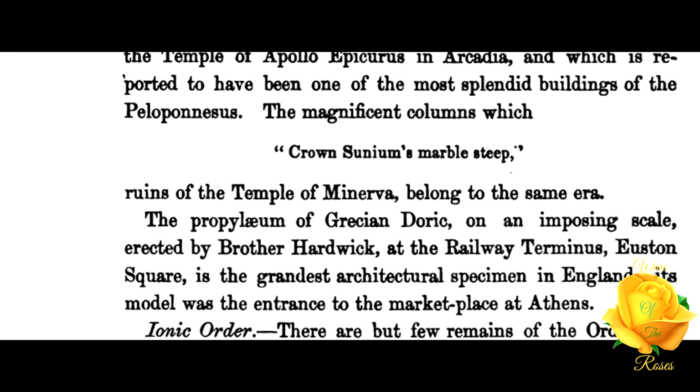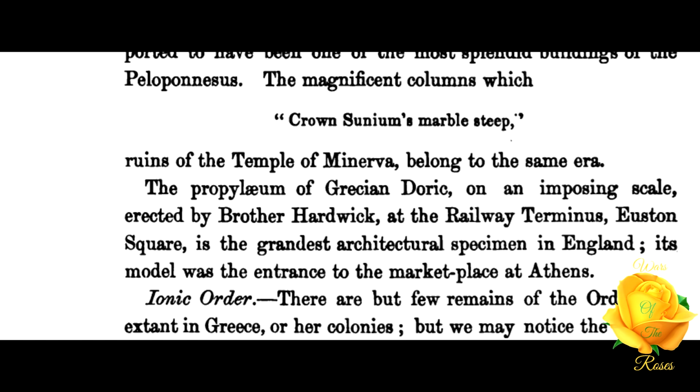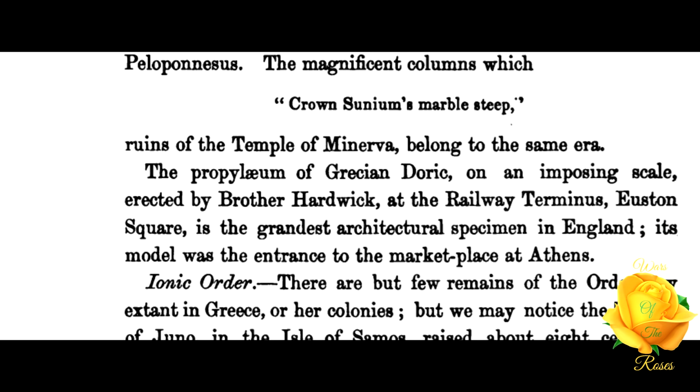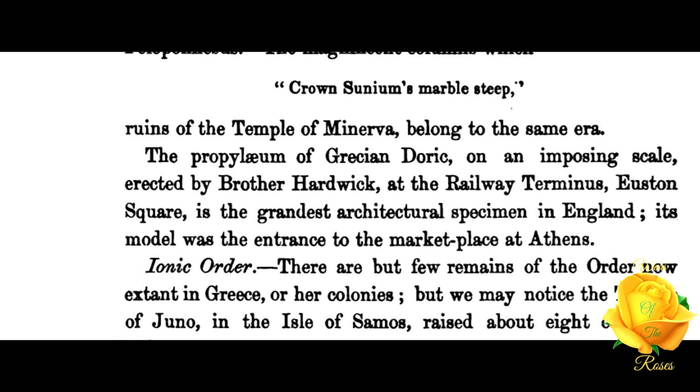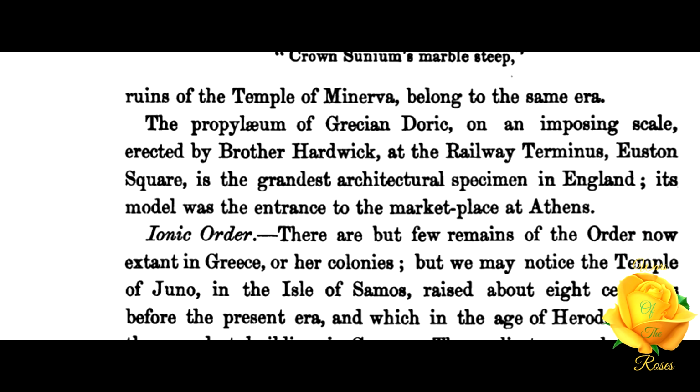The propylaeum of Grecian Doric, on an imposing scale, erected by Mr. Hardwick at the railway terminus, Euston Square, is the grandest architectural specimen in England. Its model was the entrance to the marketplace at Athens.